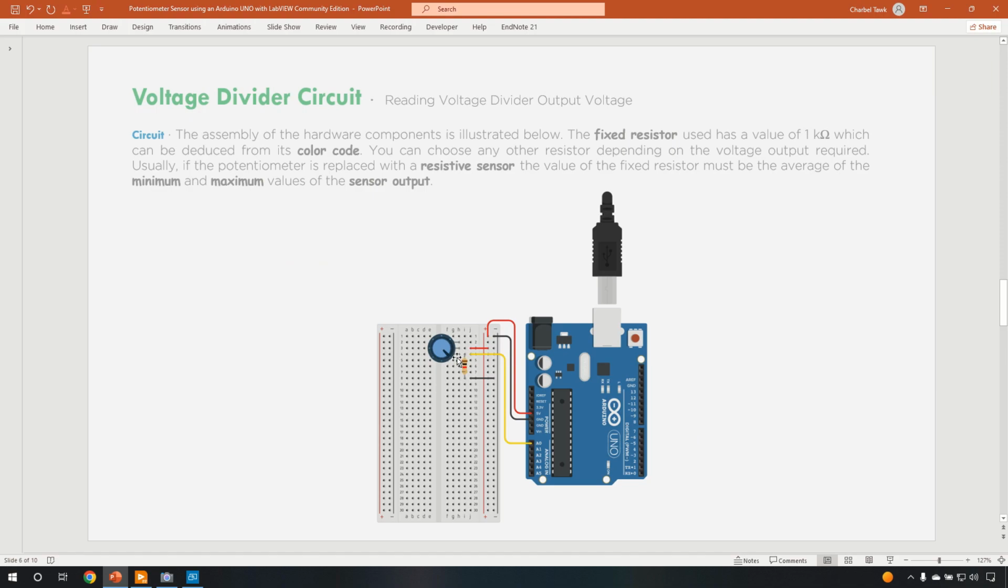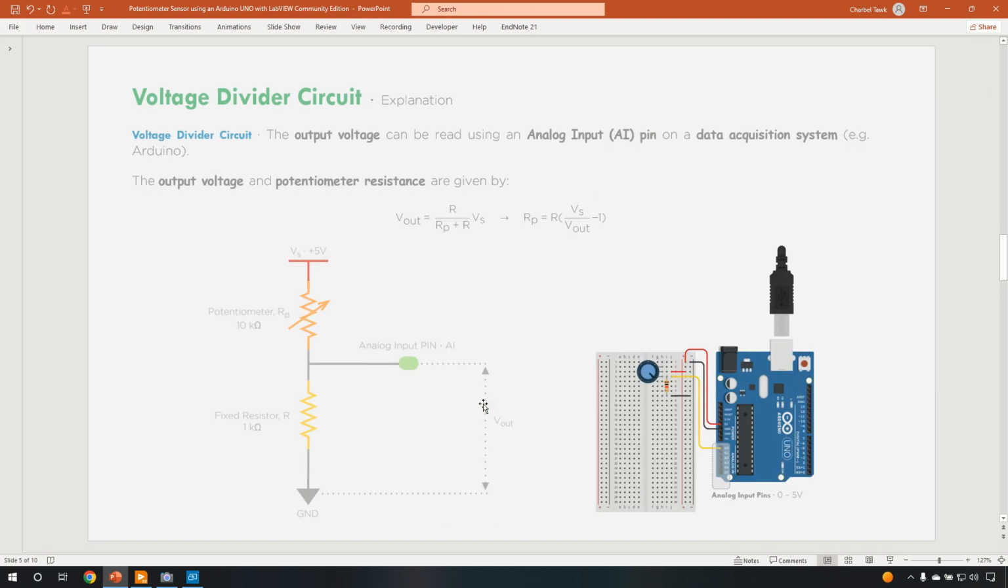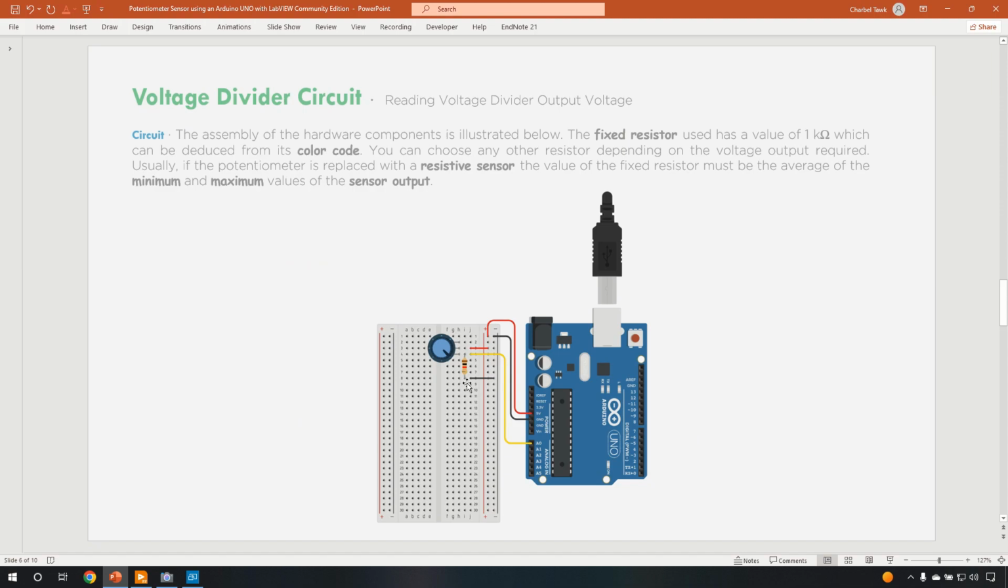The first terminal or pin on the potentiometer is connected to the analog input pin, which is the middle point right here, or the connection between the potentiometer and the fixed value resistor. And we have the second terminal of the fixed value resistor connected to the ground. And this completes our circuit. So this is the circuit for you to build in order to be able to write your LabVIEW code.